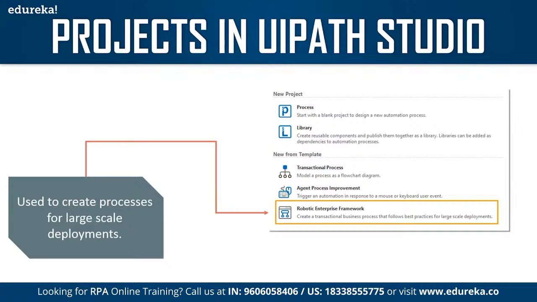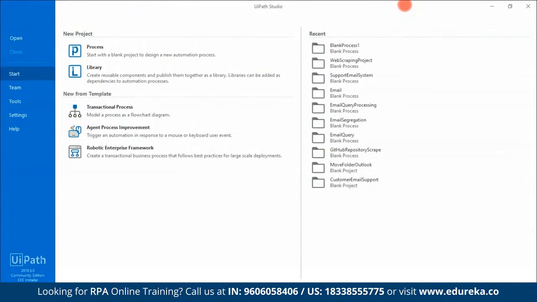So guys, these were the different kinds of projects in UiPath Studio, that is process, library, transactional process, agent process improvement, and robotic enterprise framework. So let's move back to my UiPath Studio and let me just show you how you can create projects. So the first thing that you see when you open UiPath Studio is basically different kinds of projects that you can create on the left hand side, and the projects that are already created or maybe the most recent one on the right hand side of your studio.